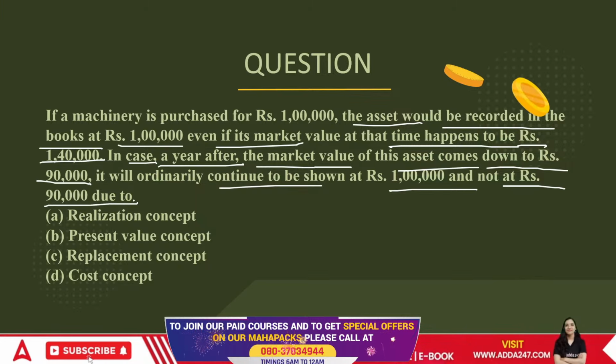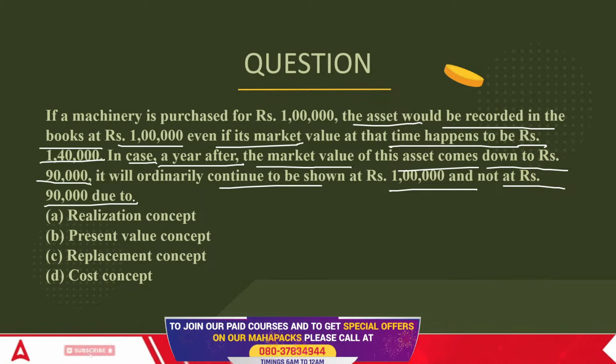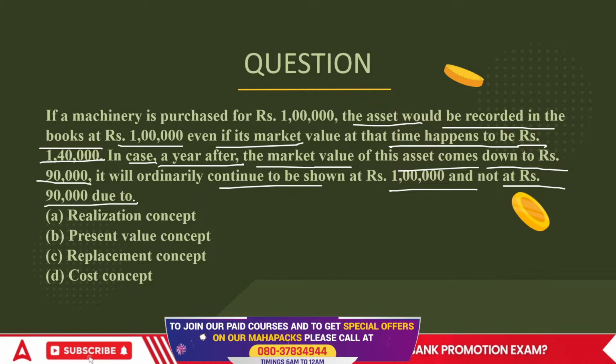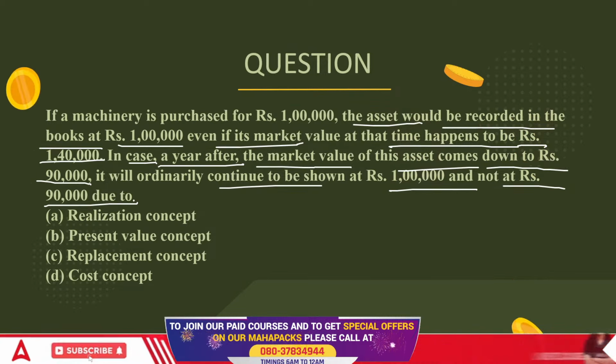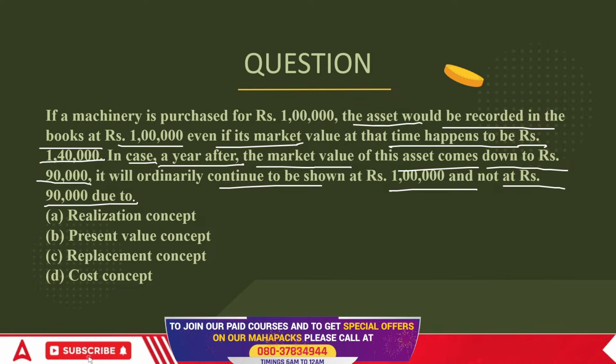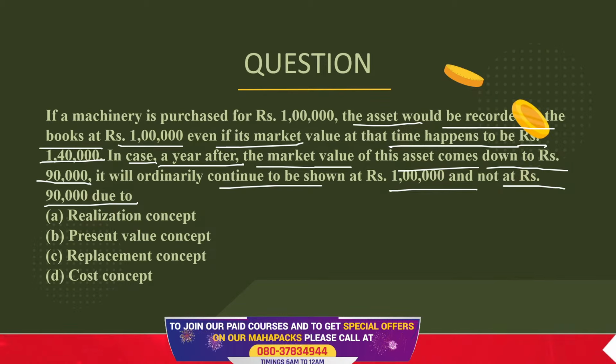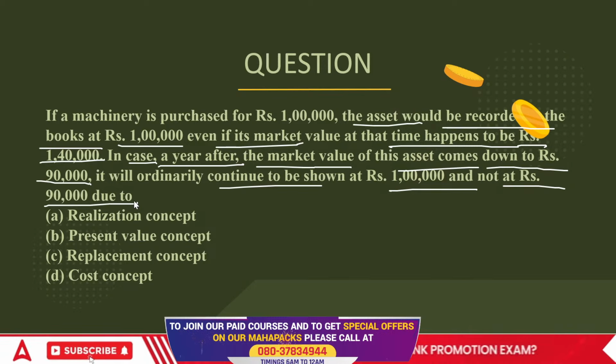See, we got a particular machinery. The value we noted it at is 1 lakh because we bought it for 1 lakh. The market value of it can be 1 lakh 40, 1 lakh 50, whatever the case may be, but I paid rupees 1 lakh. Right? I recorded it at 1 lakh because of the cost concept. Now the point is that the market value of the thing is coming down. What should we do? Shall we record it at the same price, or at a price which is lower than that?